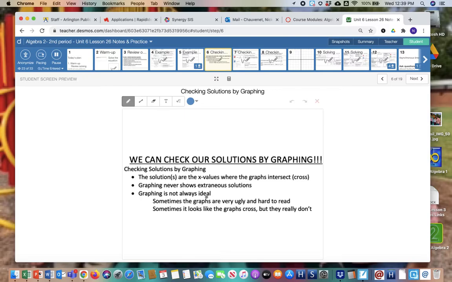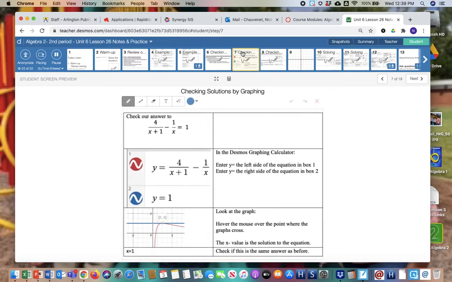Okay, now graphing's not always ideal. Sometimes the graphs are hard, ugly to read. Sometimes it looks like the graphs don't cross, but they really do. So it's not a good way to solve, but it's a good way to check. So let's show that. So here's the first question we did, right? We did this problem right here. All right. So what we're going to do in the Desmos calculator is we would put y equals, and then we're just going to put this whole left-hand side into that first line. And then we're going to put a second line, y equals the right-hand side. Well, in this case, that's just a 1.